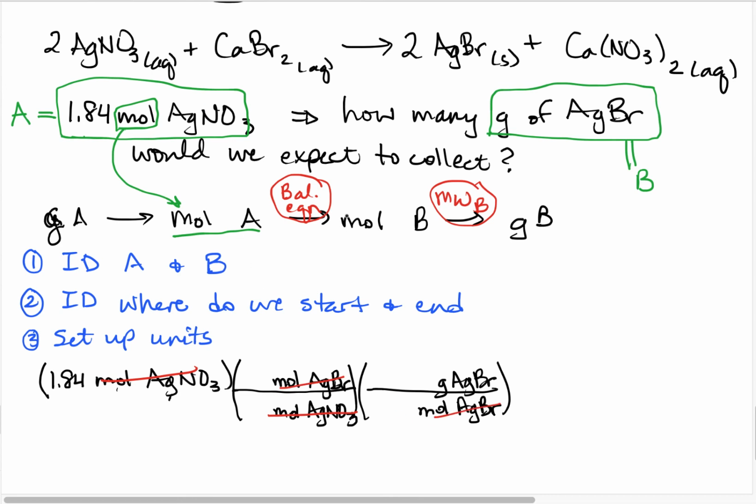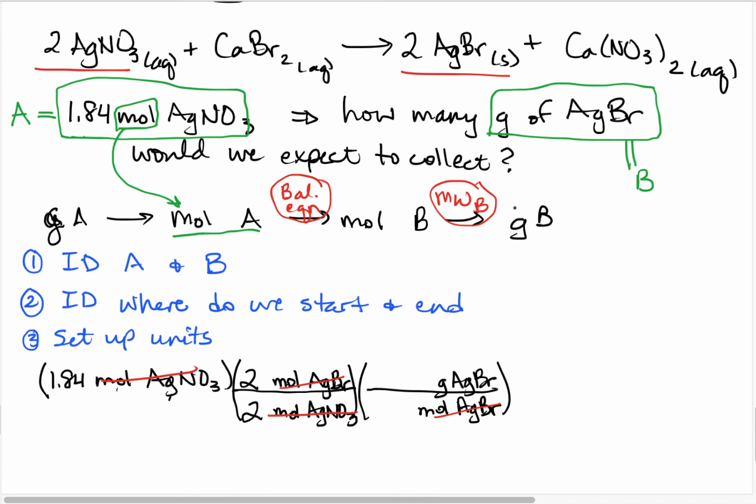Our balanced equation tells us what numbers go in this ratio. So let's go and look at how many moles of silver nitrate there are. Over here in the balanced equation, we can see there's 2 moles of silver nitrate. So we put a 2 in front of that moles of silver nitrate. And then we go back to the balanced equation and look for the 2 moles of silver bromide. And so we're going to put a 2 right here. They will cancel out, but that's okay. We're still writing them in as they are.